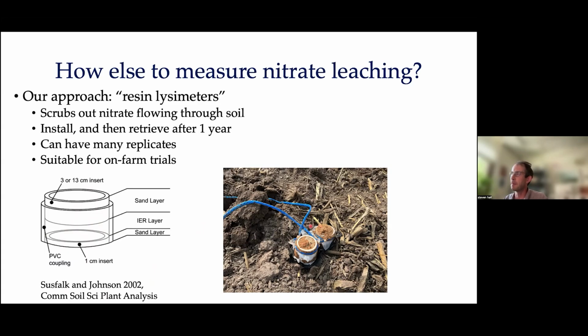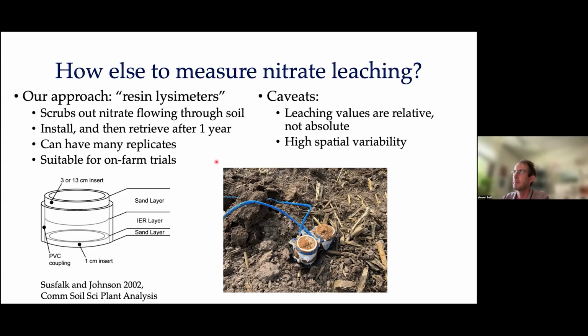So here's an example of what these look like. One of the benefits, right? This is relatively inexpensive. You can install them, and they passively record the nitrate that leaches through. So you can have a lot of replicates. You can throw them out on a farm field, come back a year later and collect them. And so it's an approach that's feasible to implement in something like NOPP.